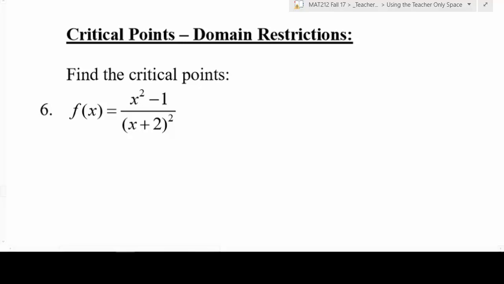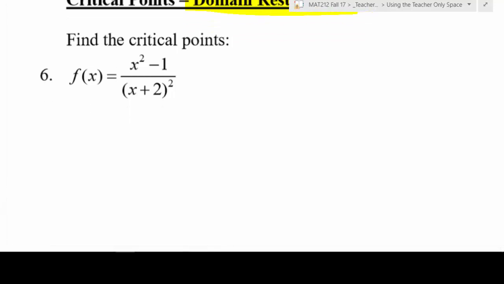One last video. I'm going to try to do this as succinctly as possible. So I want to find critical points, but in a function that has a domain restriction, and we're going to point out why that's important. So you're going to do this problem just like normal, just like every other problem.